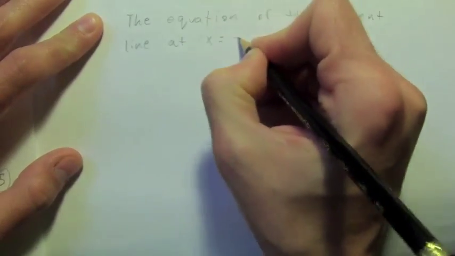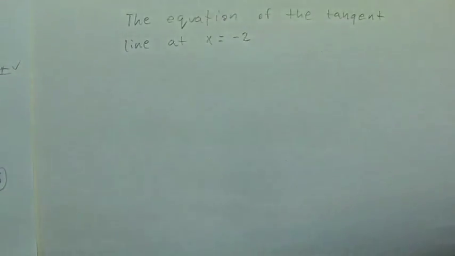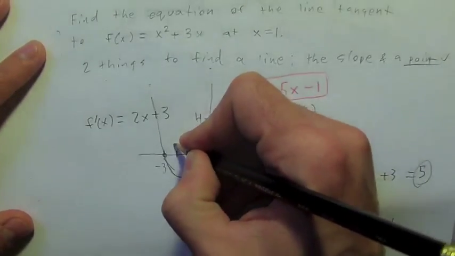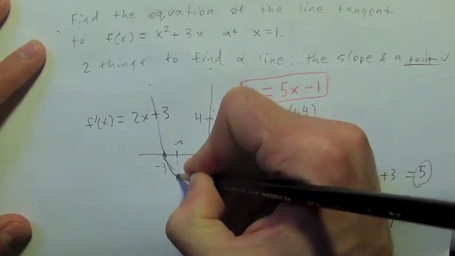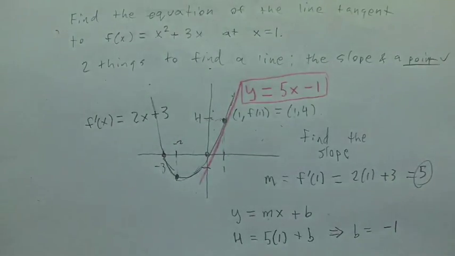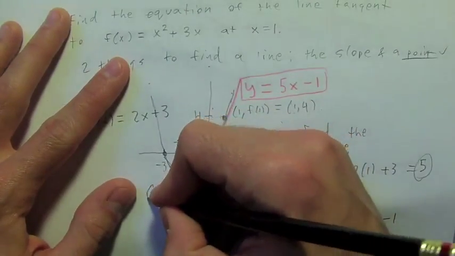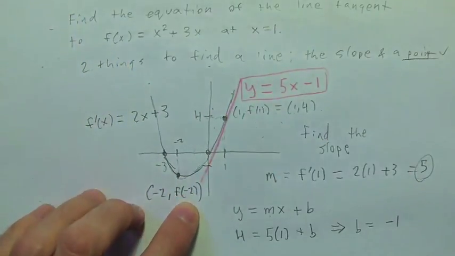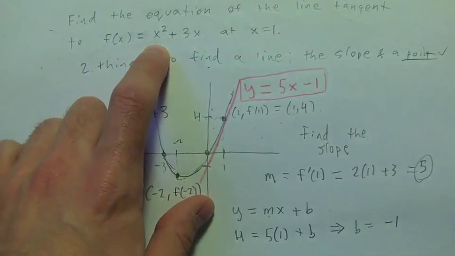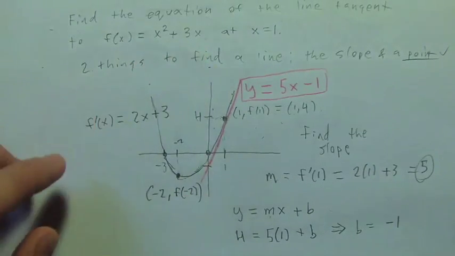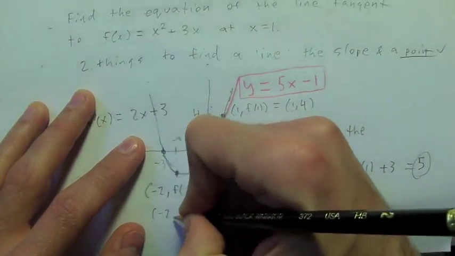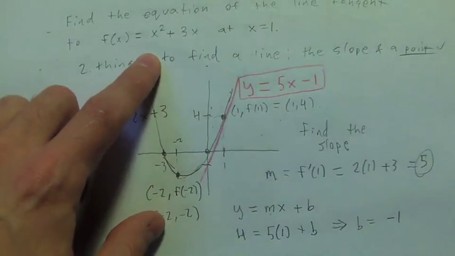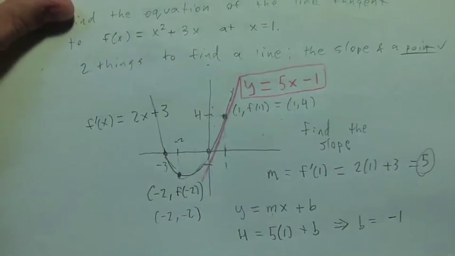At x equals -2. Okay. Well, once again, -2 is about right here, I guess. We already have the point, right? Because the point is going to be -2, comma f of -2. All right, and when you plug -2 into here, we're going to get 4 minus 6. So that will be the point -2, comma -2. All right, so 4 minus 6.